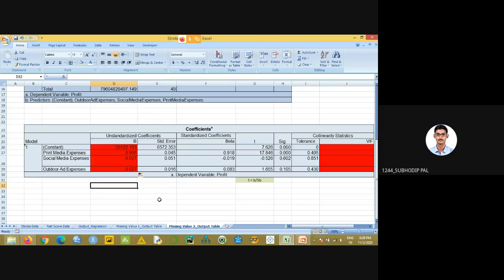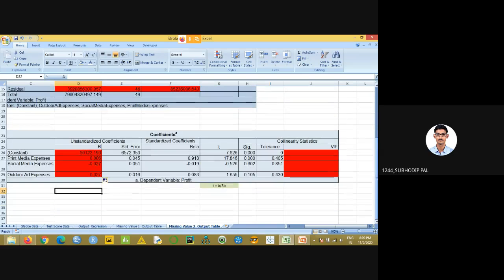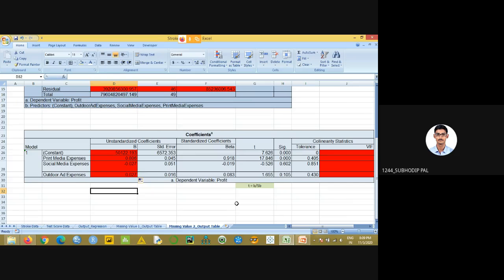Yeah, that's correct. I hope it's clear to everyone. Is it clear to everyone? Now we'll be introducing another new concept, another new term, VIF and tolerance. We'll be talking about this. But before we talk about this, does anyone have any doubt in this part?